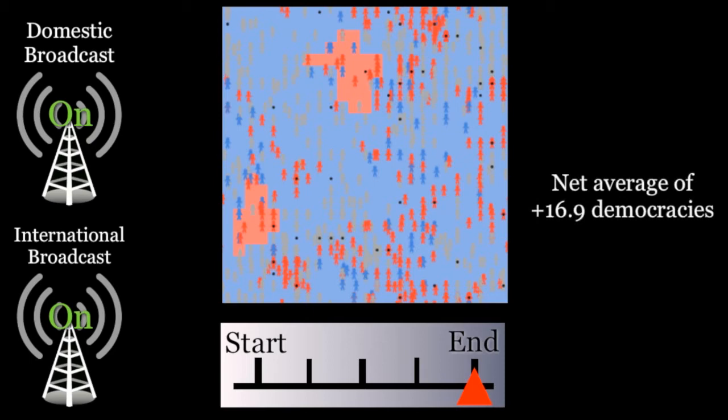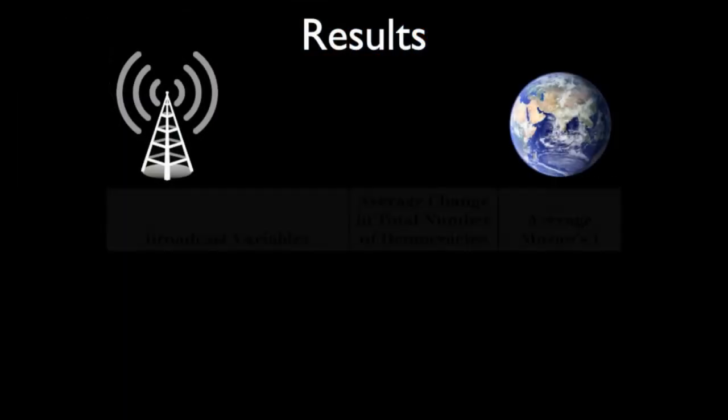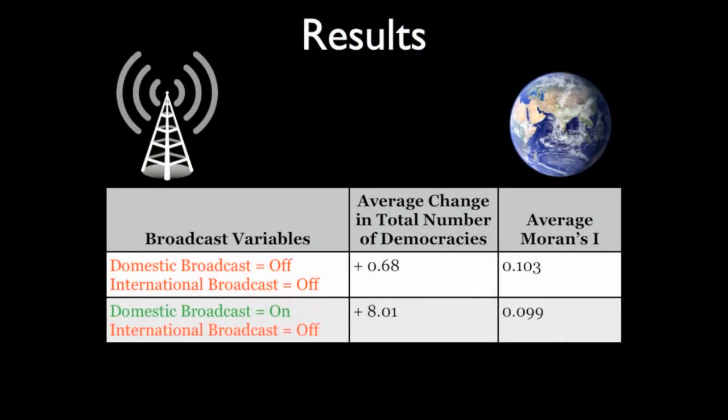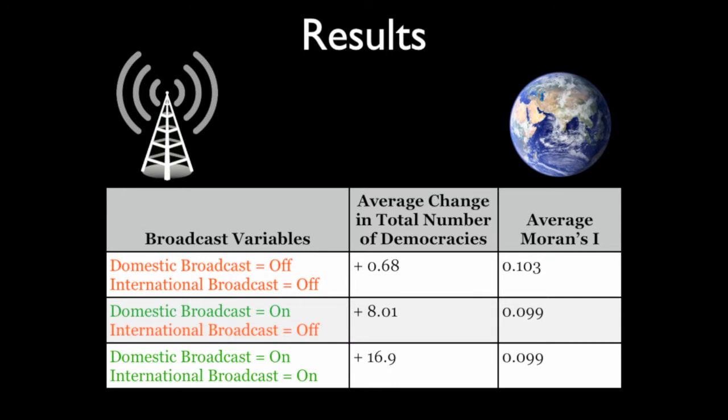If we were to graph these, chart them rather, what you see is that the more broadcasting we enable, the more democracies we get, and interestingly, the effective geography seems to decrease as well. So, what does this mean in terms of real-world consequences?